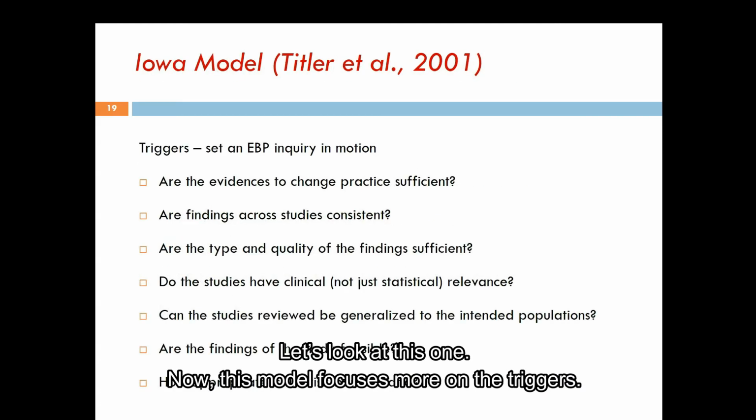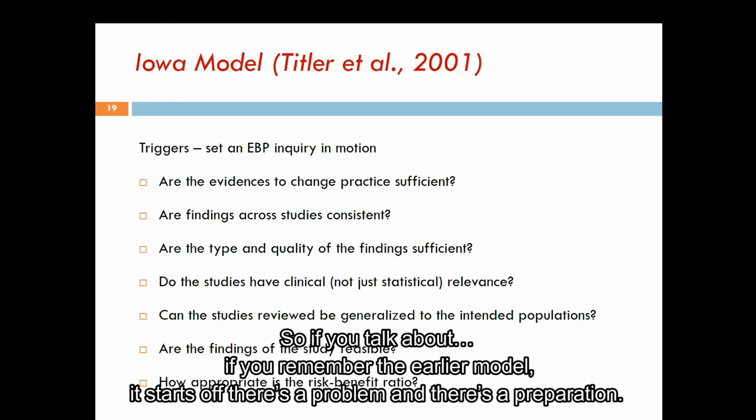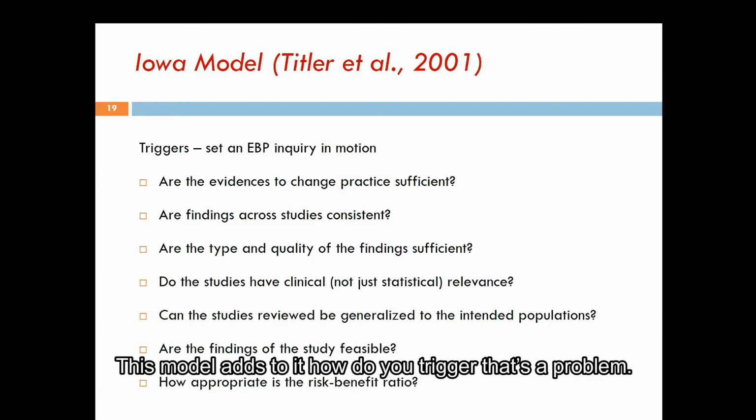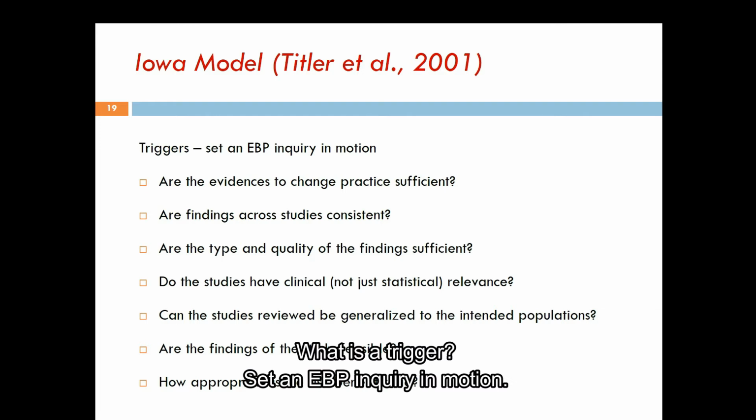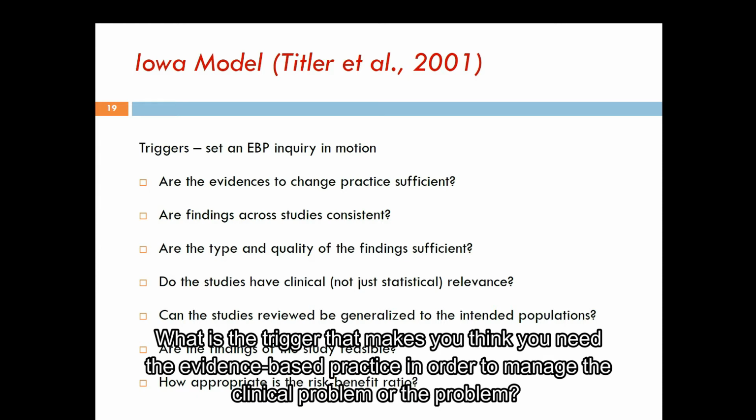Now this model focuses more on the triggers. Okay, so if you remember the earlier model, they start off with there's a problem, okay, and there's a preparation. This model adds to it, how do you trigger that there's a problem, okay? What is a trigger? Set an EBP inquiry in motion. What is the trigger that makes you think you need an evidence-based practice in order to manage the clinical problem or the problem?